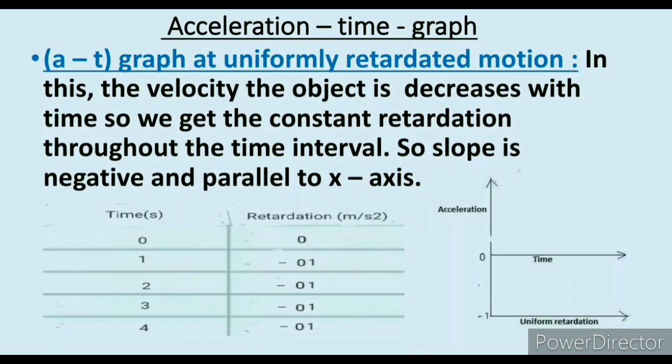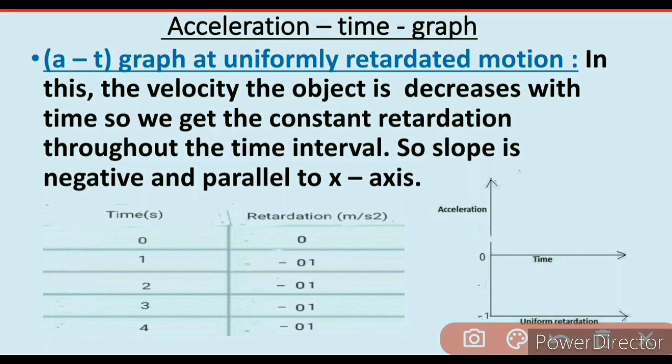Now we have the acceleration time graph at uniformly retarded motion. In retardation, the acceleration's negative value is taken. Its SI unit is meter per second square, which is similar to acceleration. In this, the velocity of the object decreases with time, so we get constant retardation throughout the time interval. That means in this graph the final velocity is less than the initial velocity because the velocity of the object is decreasing with respect to time.